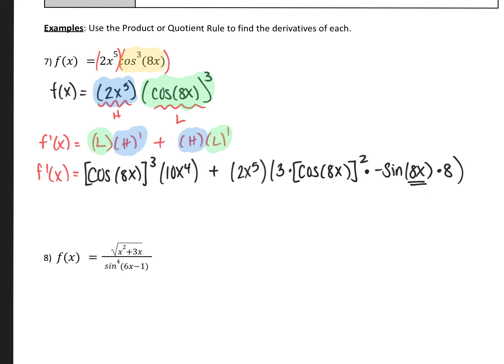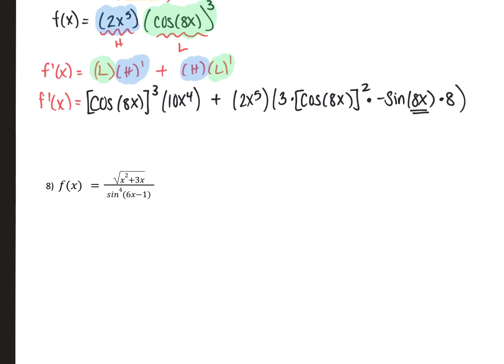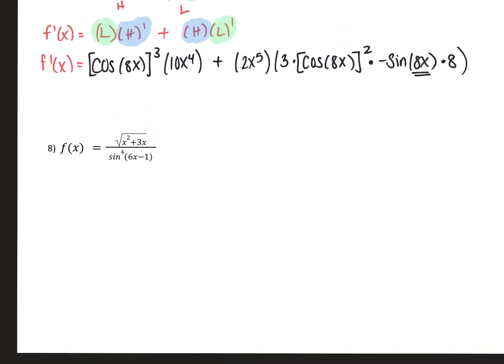All right. Let's start you off with 8, and then maybe we'll go over this one in class tomorrow. So for number 8, I'm going to give you a hint. You want to rewrite the numerator as x squared plus 3x to the 1/2 power. And the bottom you want to rewrite as sine of 6x plus 1, this whole thing to the 4th power. So that's where I would start. I would make this one my high and this one my low, and use the quotient rule because we're dividing two things together. Use the quotient rule and then finish this up for homework.